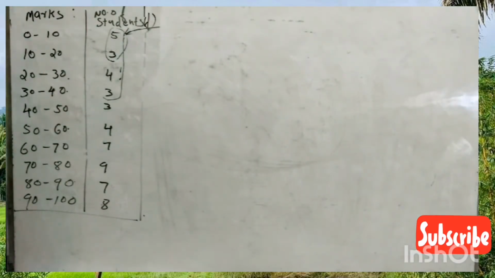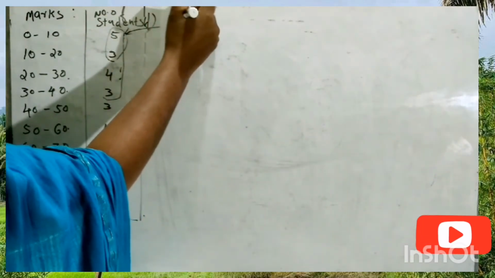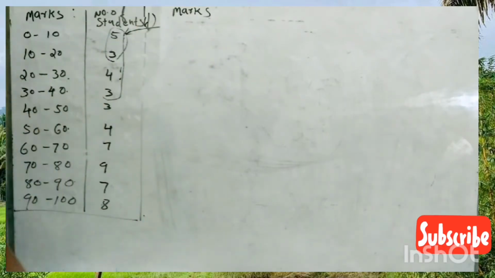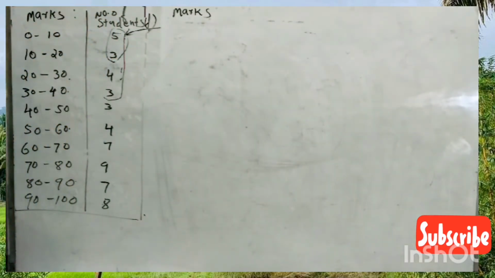In the less than table we took the upper limits of our class intervals. In the more than table, we will take the lower limits. Okay, more than table, that is more than or equal to.